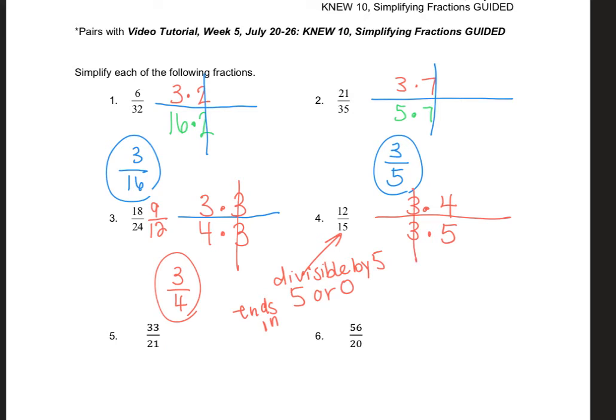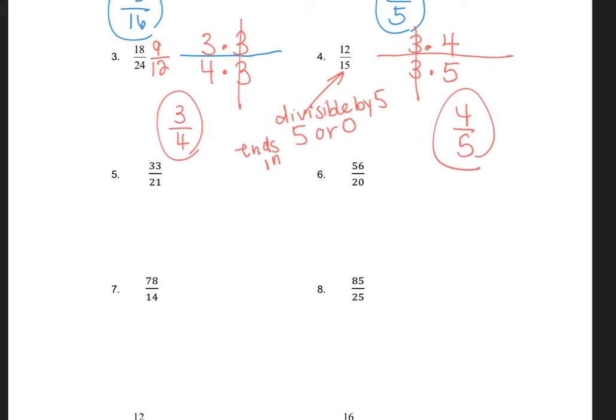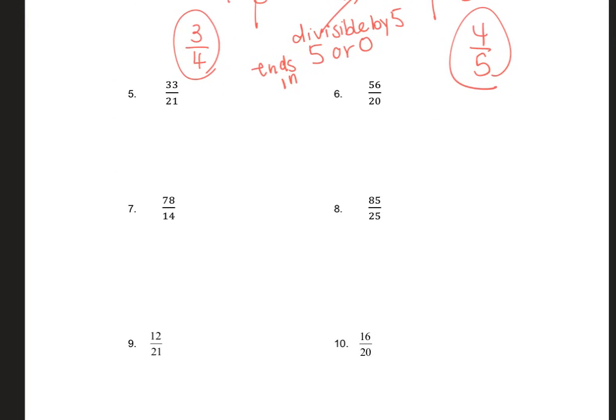All right, so the 3's cancel, and I am left with 4 over 5. All right, so moving down to the bottom half. This one I'm going to do 11 times 3, 3 times 7, the 3's cancel, leaving me with 11 over 7.